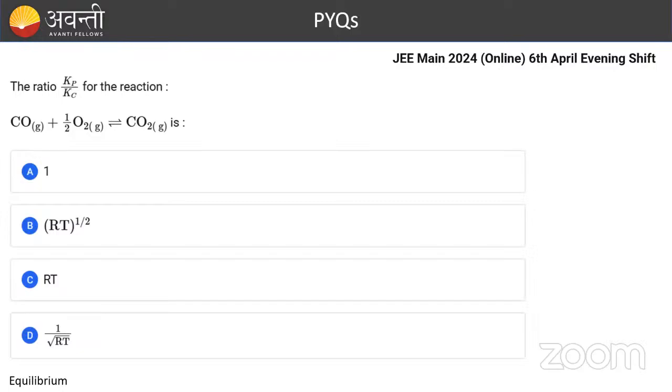The ratio Kp by Kc for the reaction CO plus half O2 giving CO2. So the reaction is given, and we need to find out the ratio. To solve this question, you need to know the relationship between Kp and Kc. The relation is Kp is equal to Kc into RT power delta Ng.